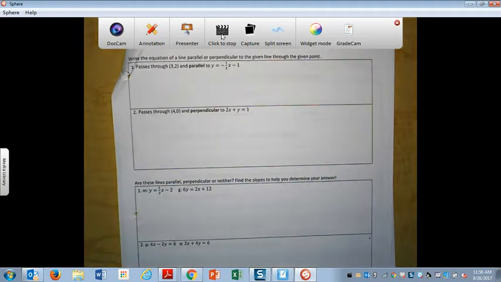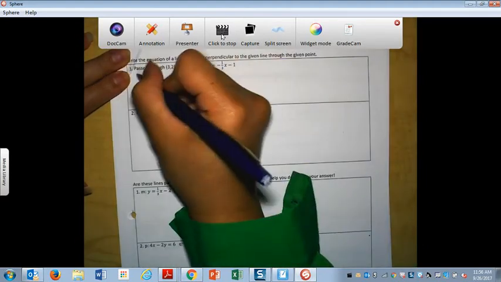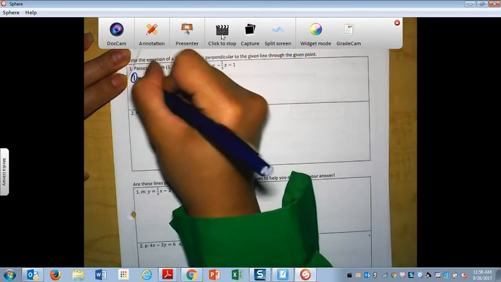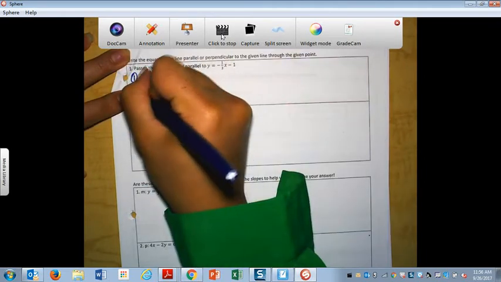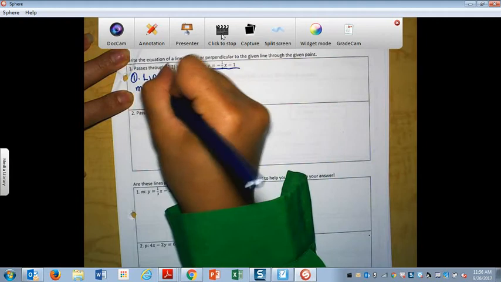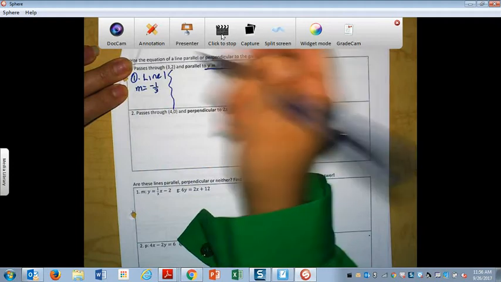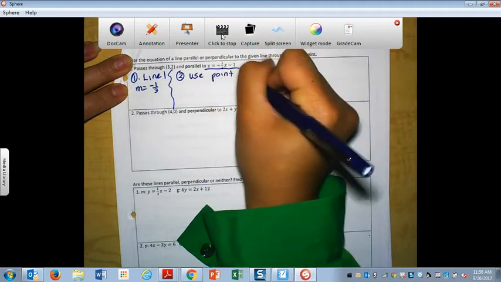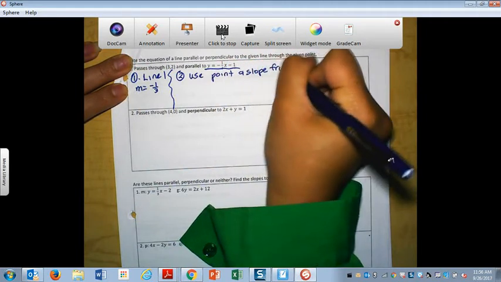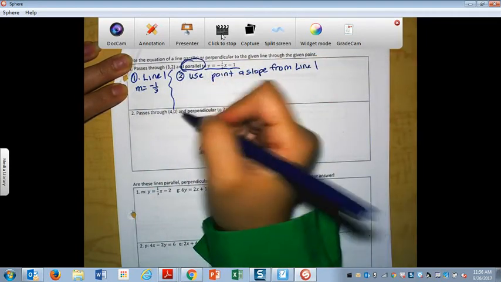All right. So now we're going to do parallel and perpendicular. This is really the meat of your lesson today. So step 1: look at line 1. You have a slope of negative 1/3. And that's all I need from line 1. So now we're going to start building line 2. You're going to use the point and slope from line 1, because parallel lines have the same slope.